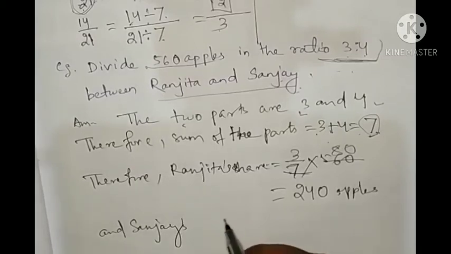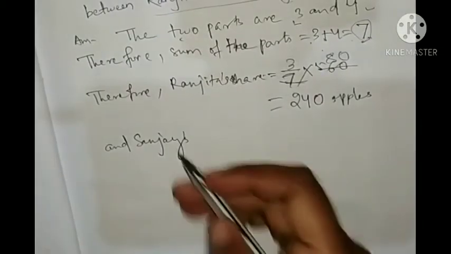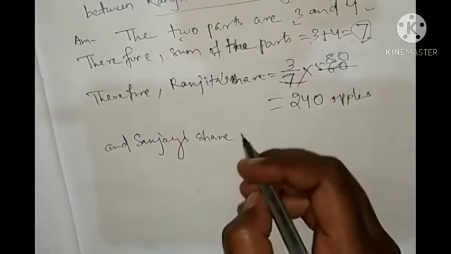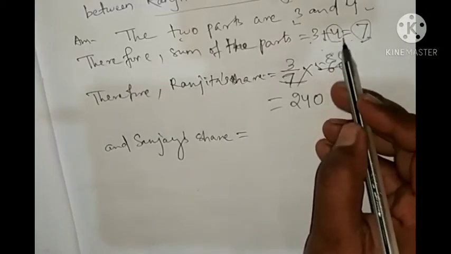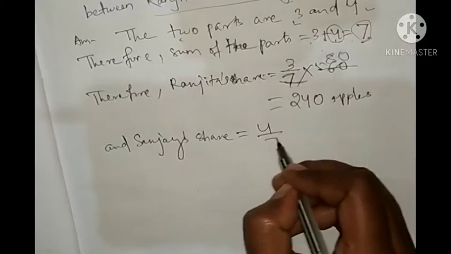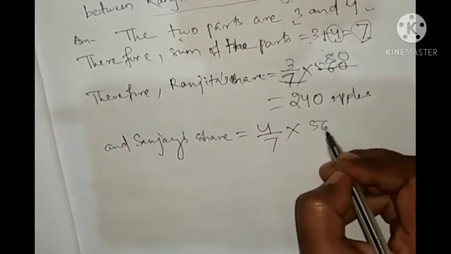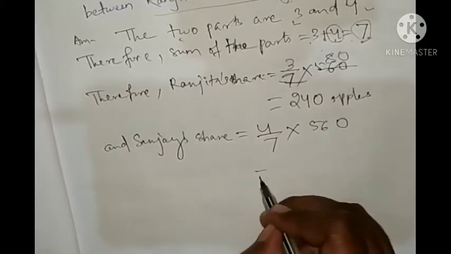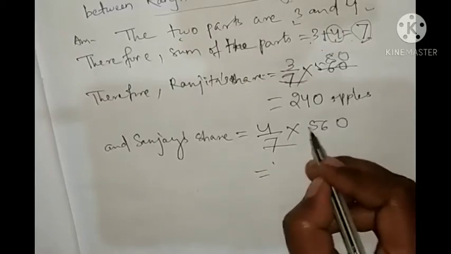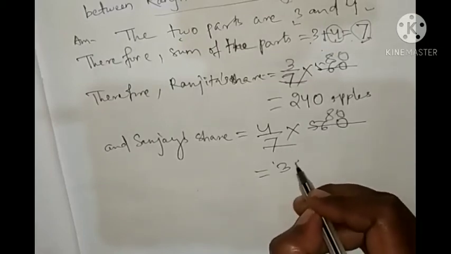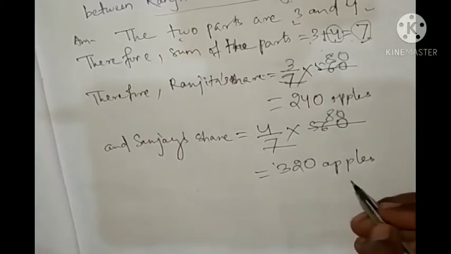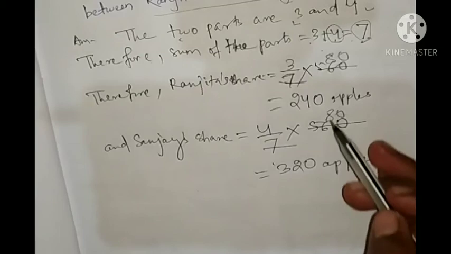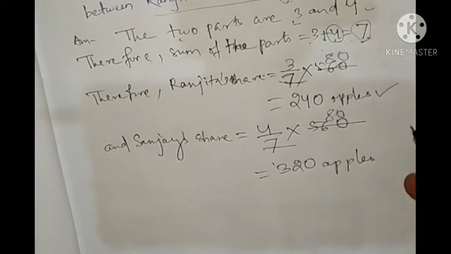Sanjay's share equals, Sanjay is getting how much? 4 out of 7. So 4 by 7 into 560. So that is how much? 320 apples. So from 560 apples, Ranjita's share is 240 apples and Sanjay's share is 320 apples.